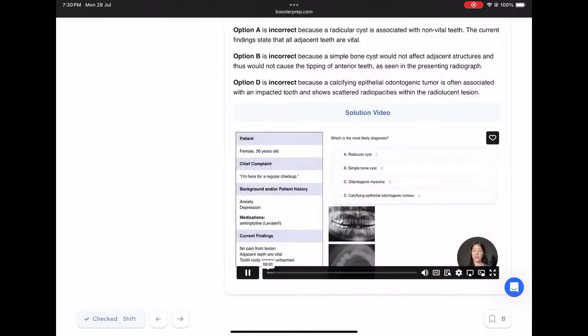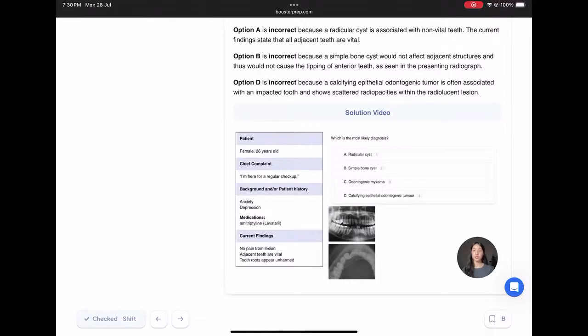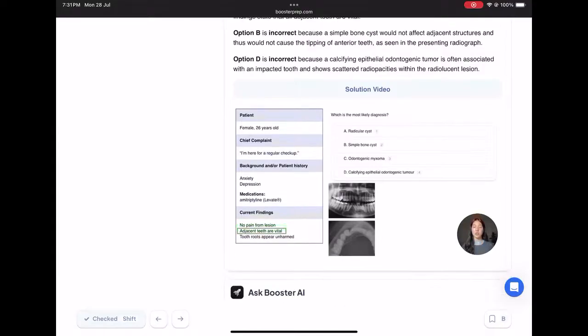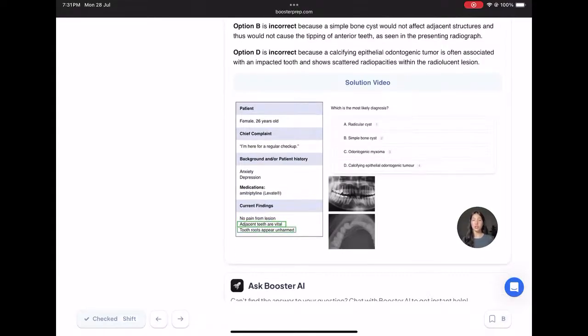In this scenario, we have a 26-year-old female who's presenting just for a regular checkup. When we take the radiographs, we see that there is this widespread radiolucent lesion. Upon clinical examination, we find that the patient is experiencing no pain from this lesion. The adjacent teeth are vital, and the tooth roots appear to be unharmed. So given this information, we know that the likely diagnosis is an odontogenic myxoma.